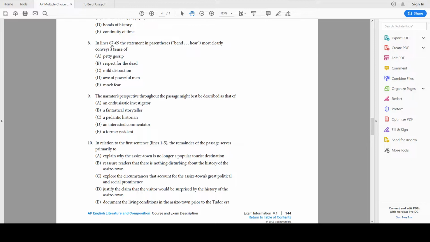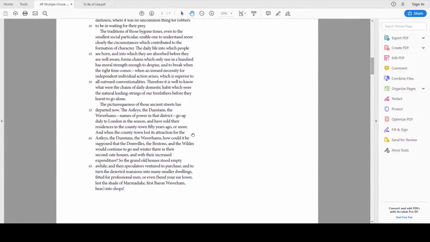The lines 67 through 69, the statement in parentheses, bend to here, most clearly conveys a sense of, you know what I'm going to do, lines 67 to 69. Okay. So, and again, it starts in the middle of a sentence, so I'm going to go to the start of the last sentence. So the grand old houses stood empty a while, and then speculators ventured to purchase and to turn the deserted mansions into many smaller dwellings fitted for professional men, or even, parentheses, bend your ear lower, lest the shade of Marmaduke, first Baron Waverham here, into shops.